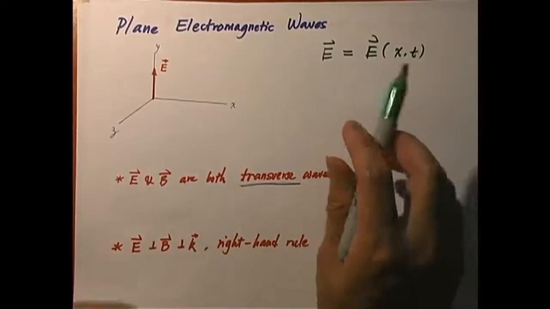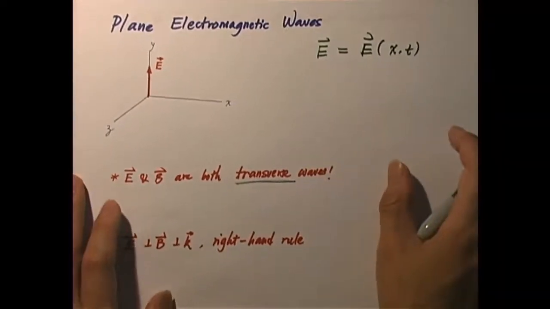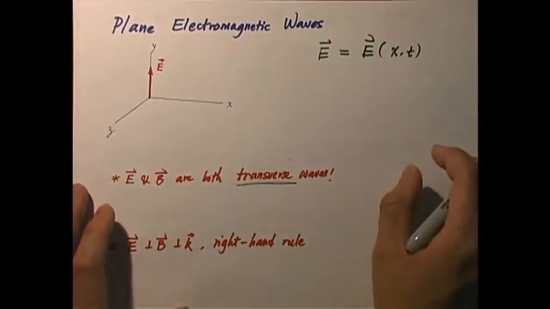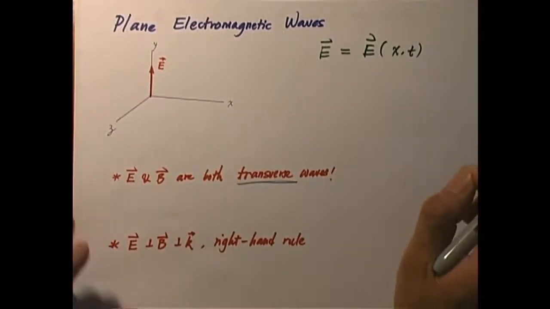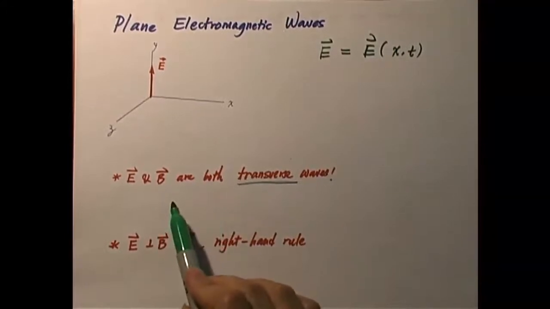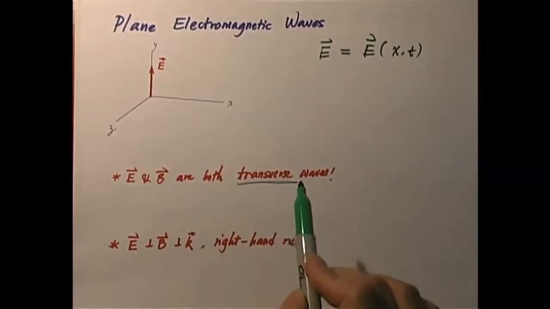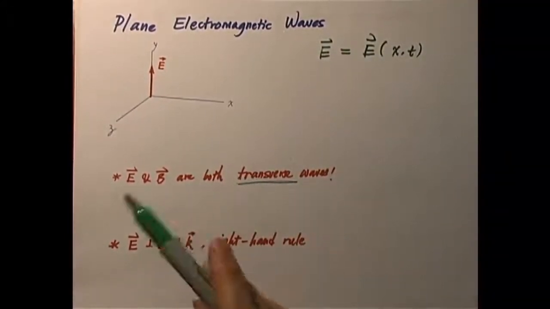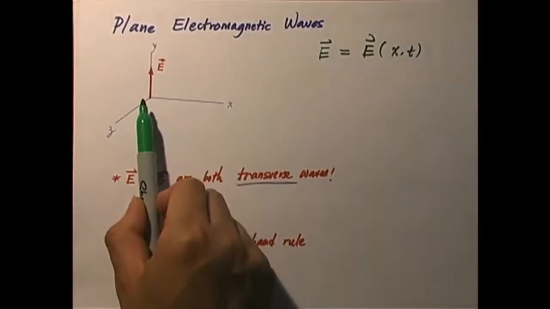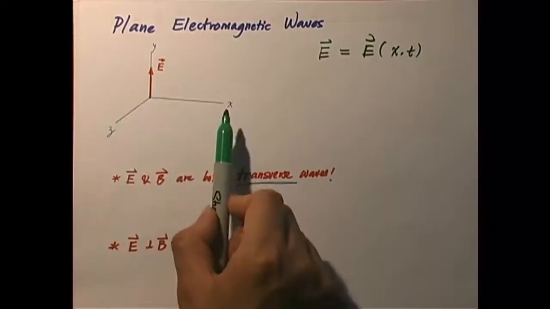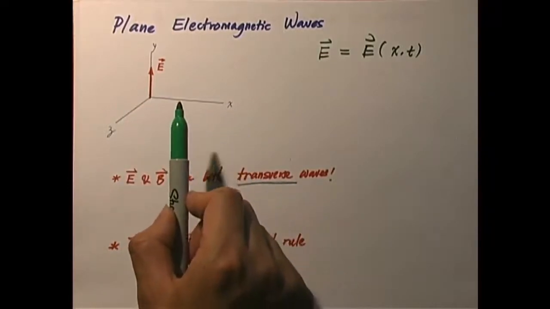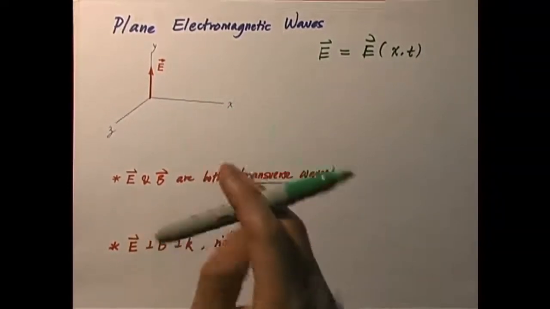Now, one of the things I can argue first is that in a vacuum, since both E and B fields are transverse fields, I can argue that E and B are both transverse waves, which means when they oscillate in a certain direction and propagate in another direction, the oscillation direction and the propagation direction must be what? Must be perpendicular to each other. That's the idea of a transverse wave, right?